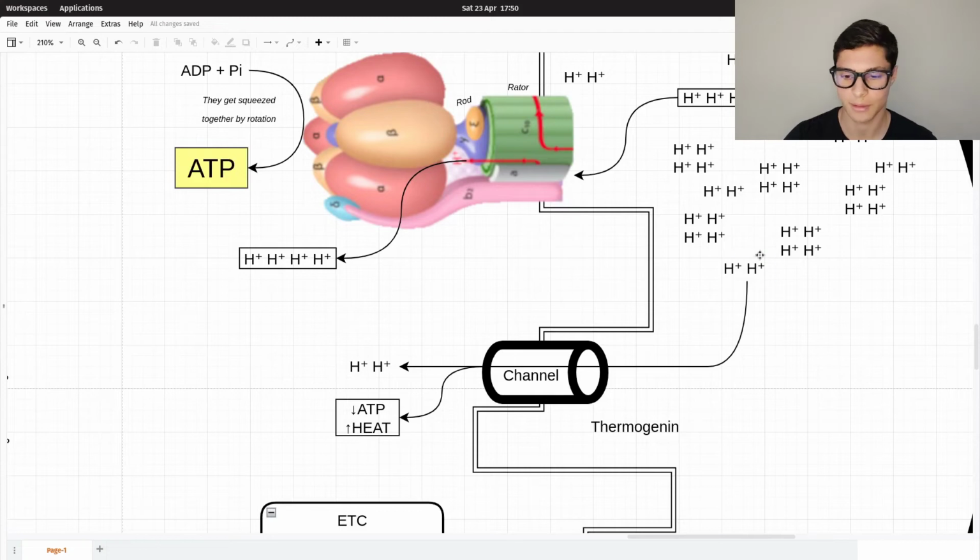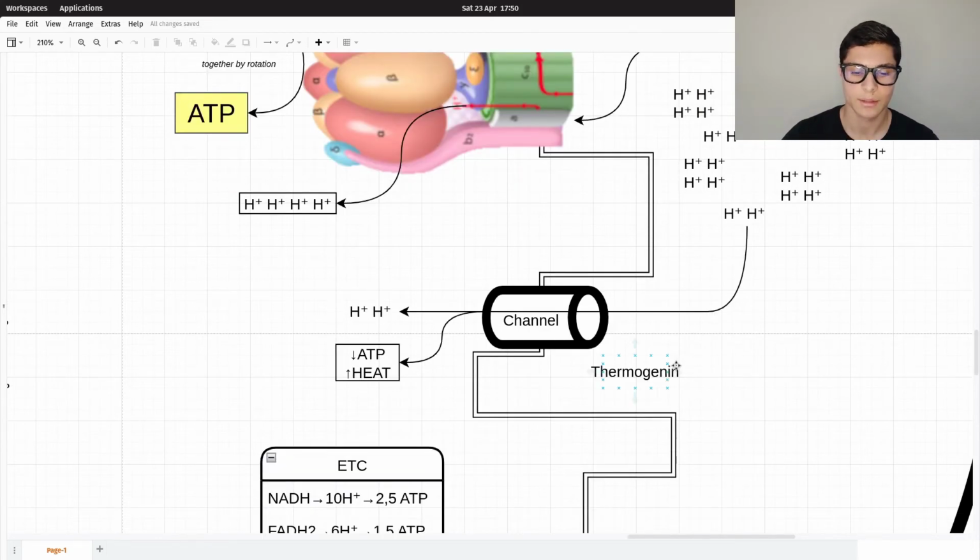This is an interesting fact. If the protons come in the matrix via a channel, not using the ATP synthase, they are going to create heat and not ATP. ATP is going to be low and heat is going to be high. This is regulated by the thermogenin and is going to create thermogenesis. And that's how animals and some humans can actually get pretty warm in cold conditions.